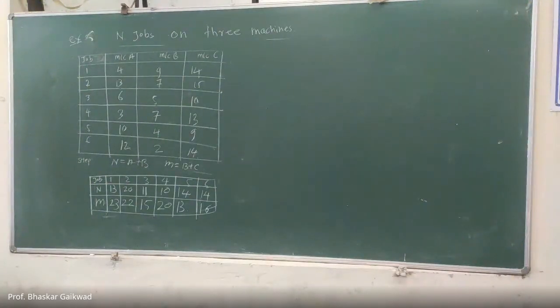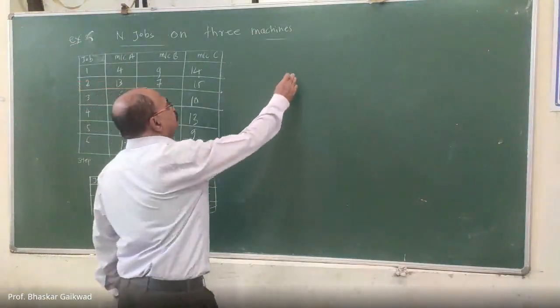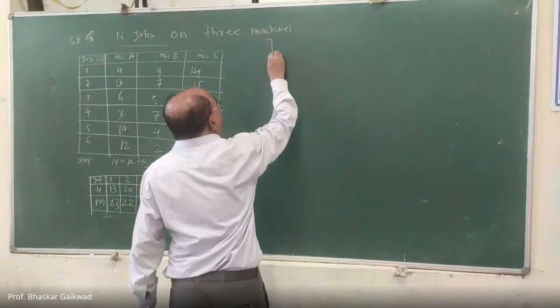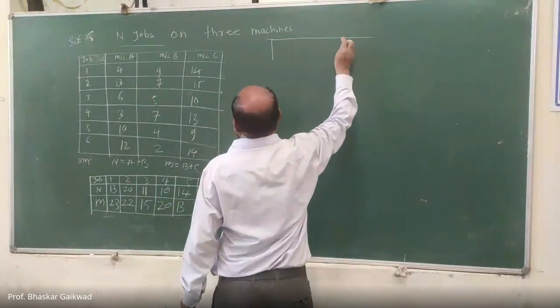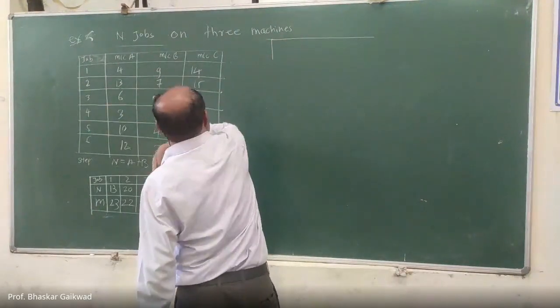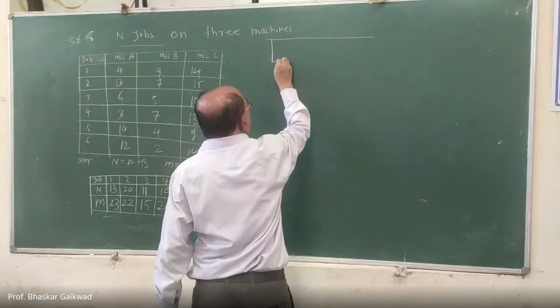Okay. After this, we have to go for the sequence. What is the sequence? How many jobs are there? 6 jobs are there, so 6 columns will be there.